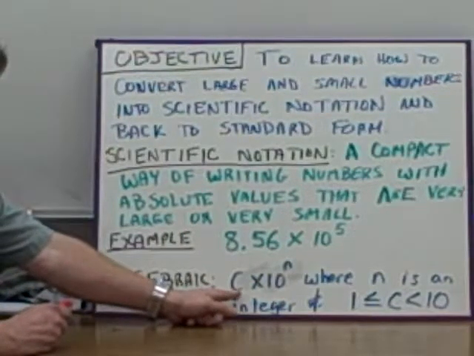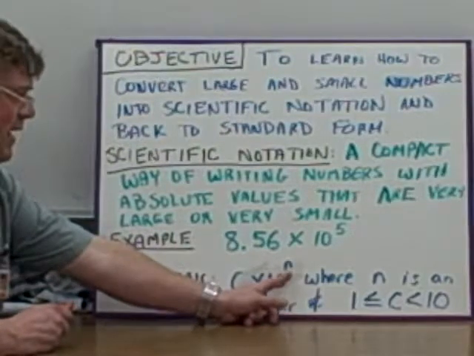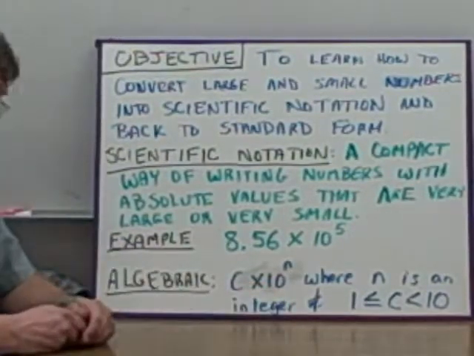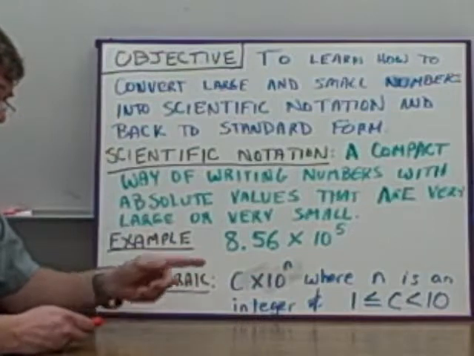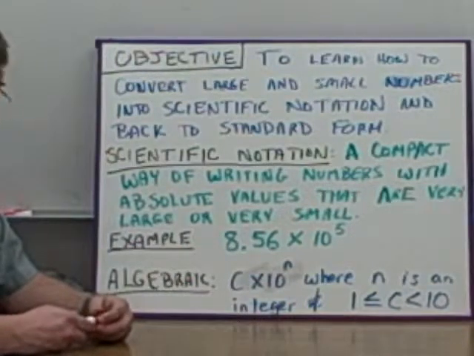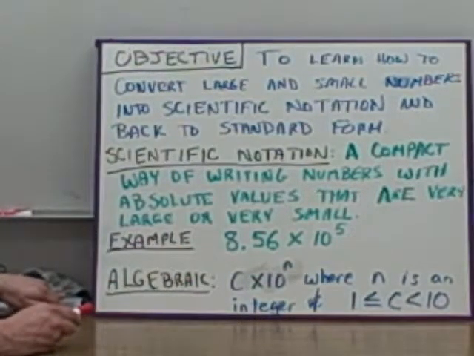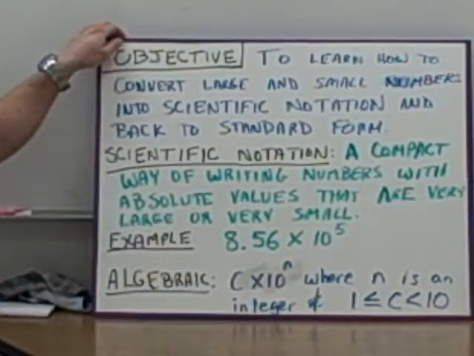Algebraically, this would be written as c times 10 to the n power, where n is an integer and 1 is less than or equal to c, which is less than 10. We'll see a little more of that as we go on here.